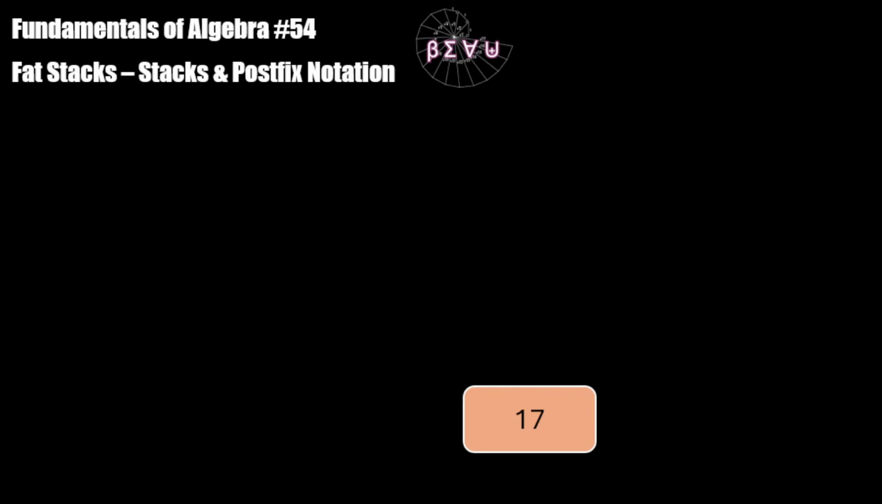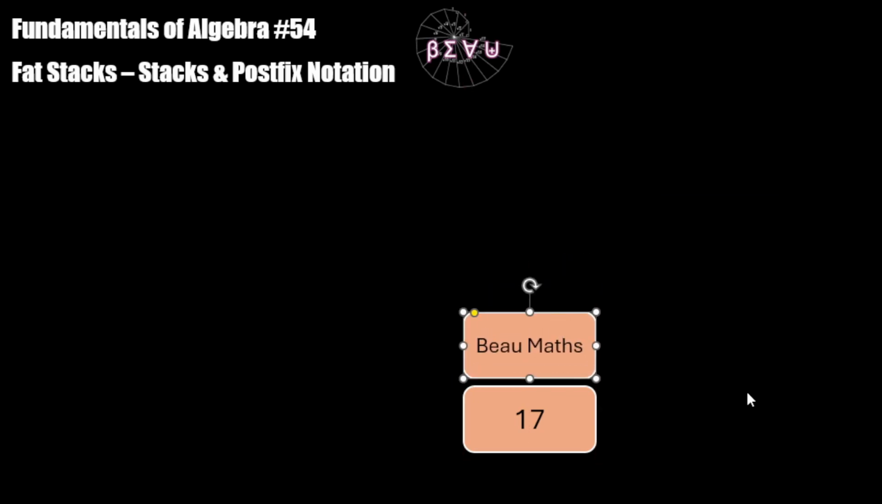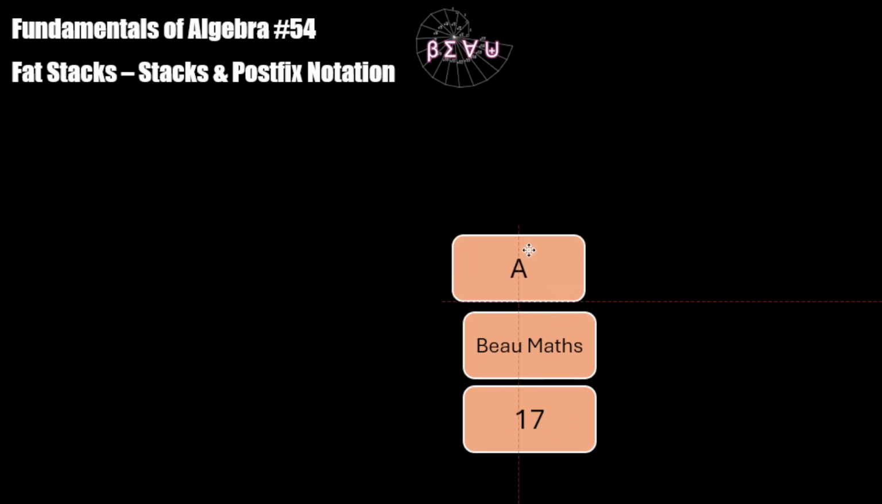And then maybe I want to add another piece of data, but it doesn't have to be just a number. Maybe it's a name, right? So maybe I add the piece of data Beau Maths onto it. But notice I've kind of stacked it on top of the 17. Then maybe I can add another piece of data. Maybe it's the letter A.